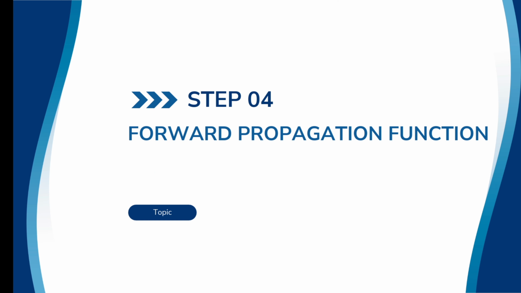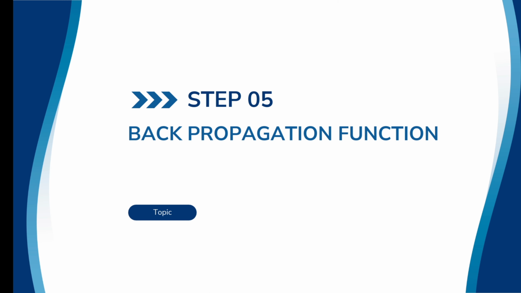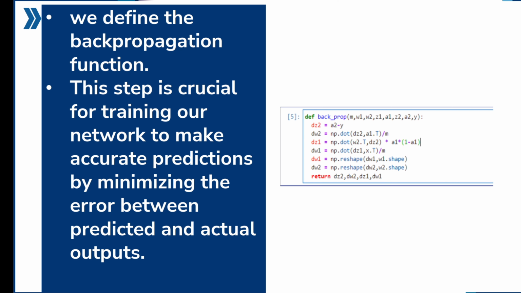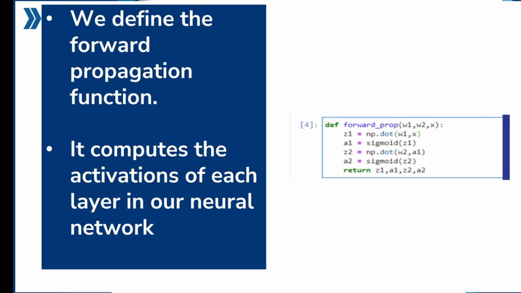Step 4, forward propagation function. We define the forward propagation function. This step computes the activations of each layer in our neural network. So this is the function for forward propagation.